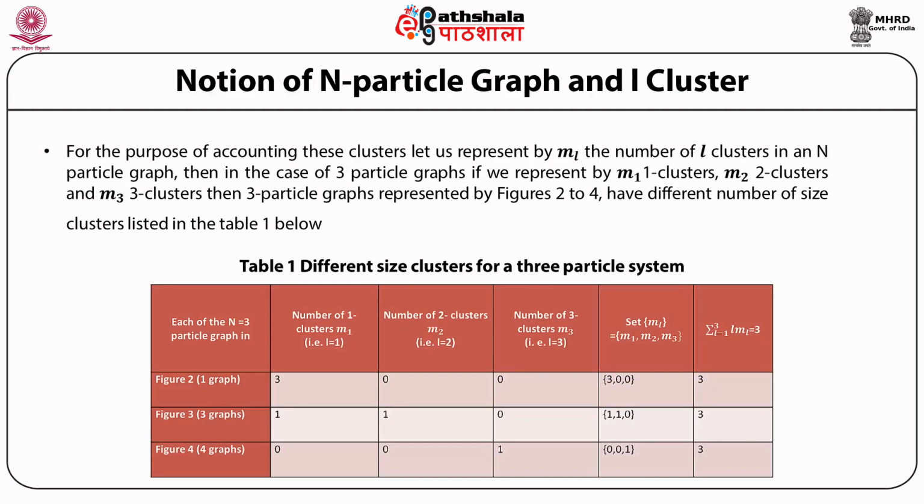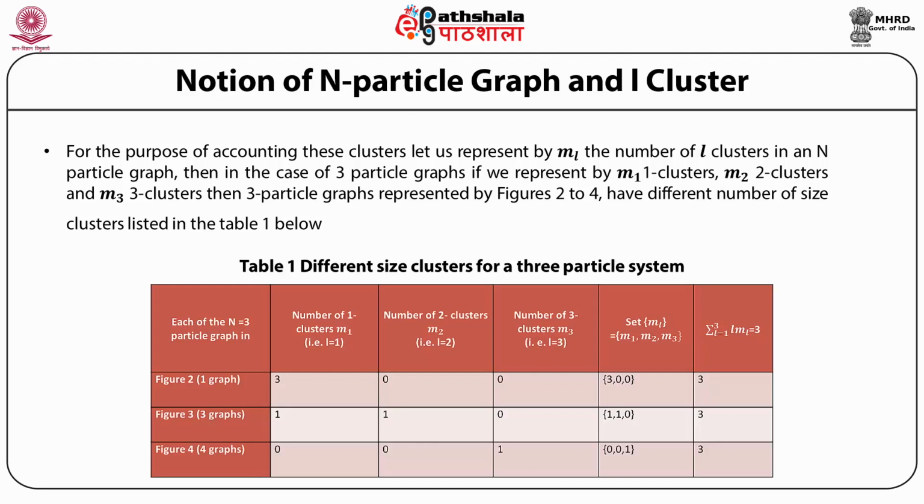Then in the case of 3-particle graphs, if we represent M1 as 1 clusters, M2 as 2 clusters, and M3 as 3 clusters, then the 3-particle graphs represented by figures 2 to 4 have different numbers of size clusters listed in table 1 below.